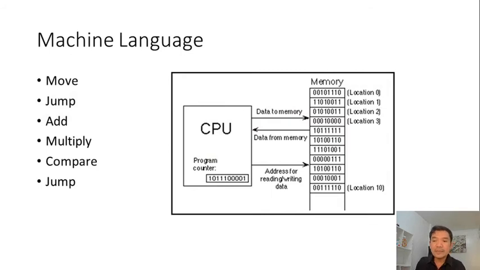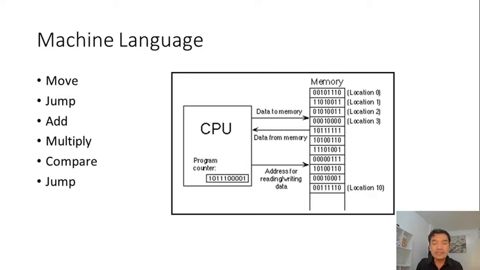So the computer is actually executing machine language. For example, there's only move, jump, and the rest of the instructions from your CPU and from your memory. This is a representation, and each representation of the machine language is actually represented as zeros and ones in the memory of the computer.